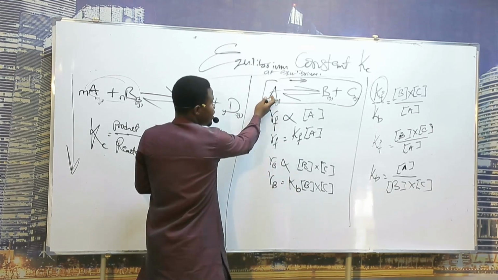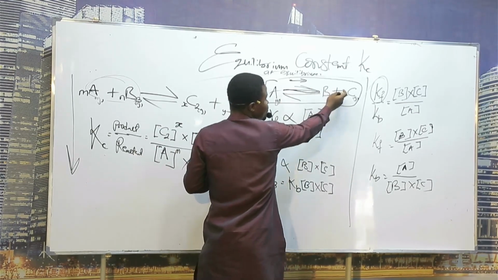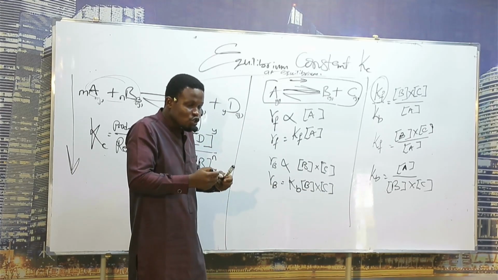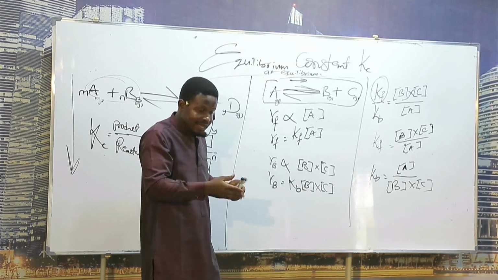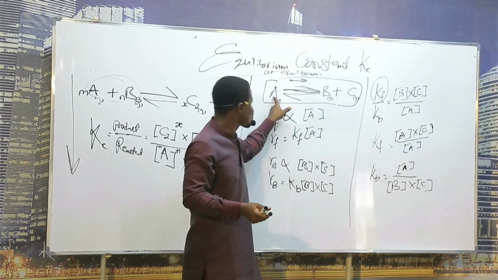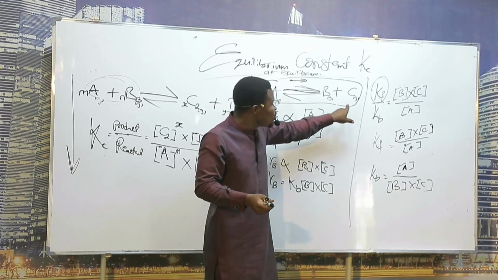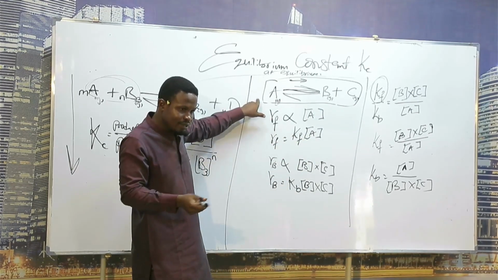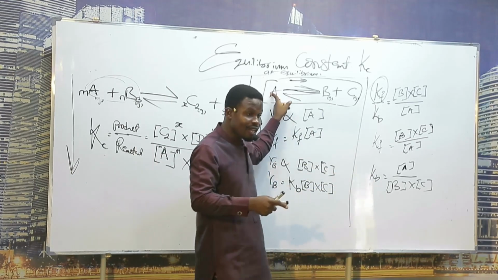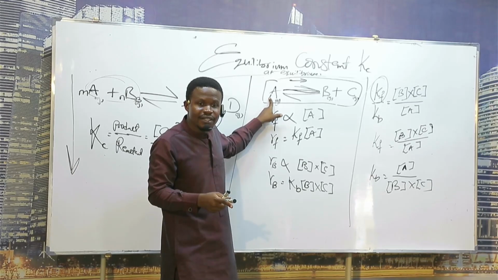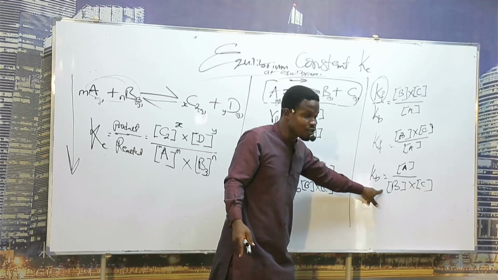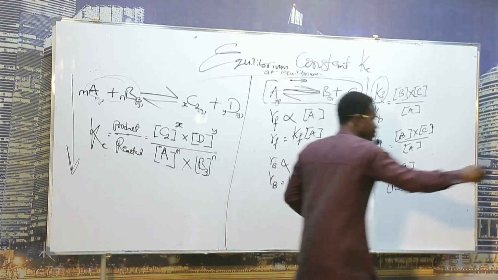For this, A reacted to give you B plus C. And the equilibrium constant for the forward reaction should be product over what? Reactant. Now, what is the product? B and what? C, over A. Now, what is the equilibrium constant for the backward reaction? It is now going to be what? A. Now, in the backward reaction, what will A be? A will become product. A over what? Reactant.